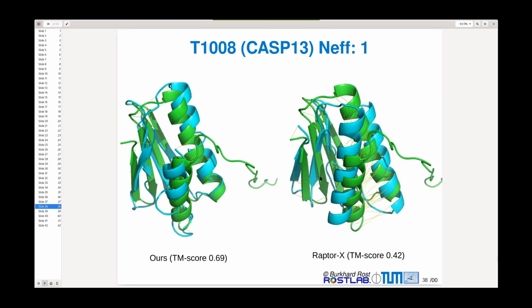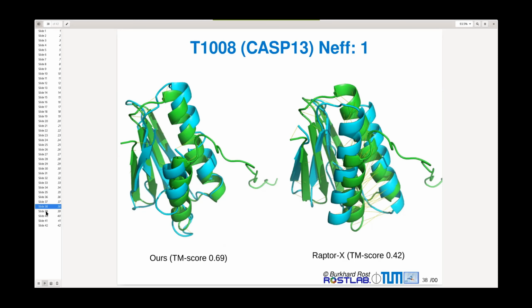And I'm kind of surprised that RaptorX manages to get this much out of it. I have no idea how they do it, being an evolutionary-based approach, but they still do it. But they mess it up a little bit. They mess it up mostly because the helix here is switched with the other one. So they branch out into the wrong one. And this also leads to this relatively low TM score compared to our solution, where we get the helices right.